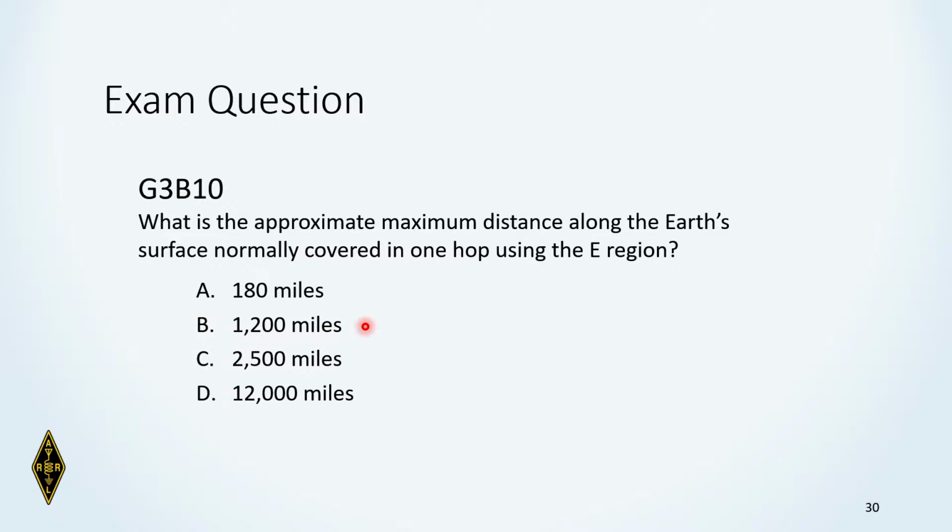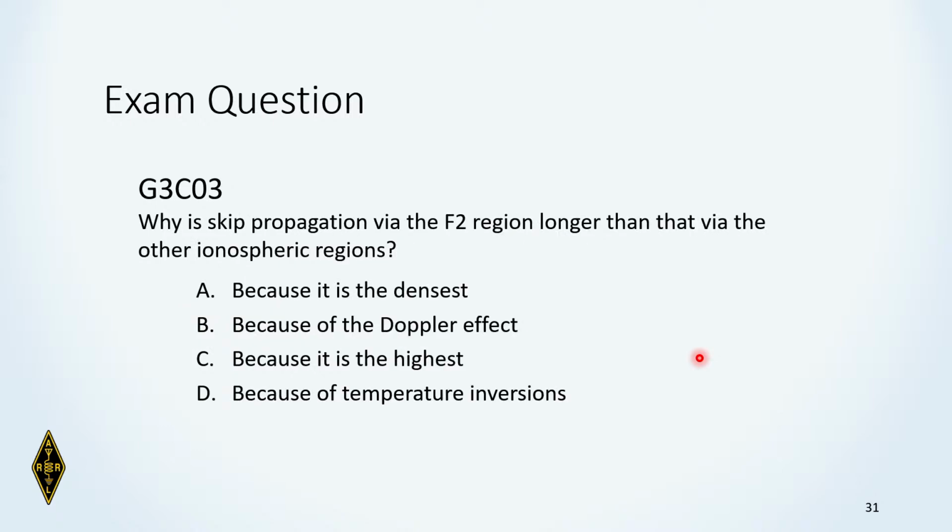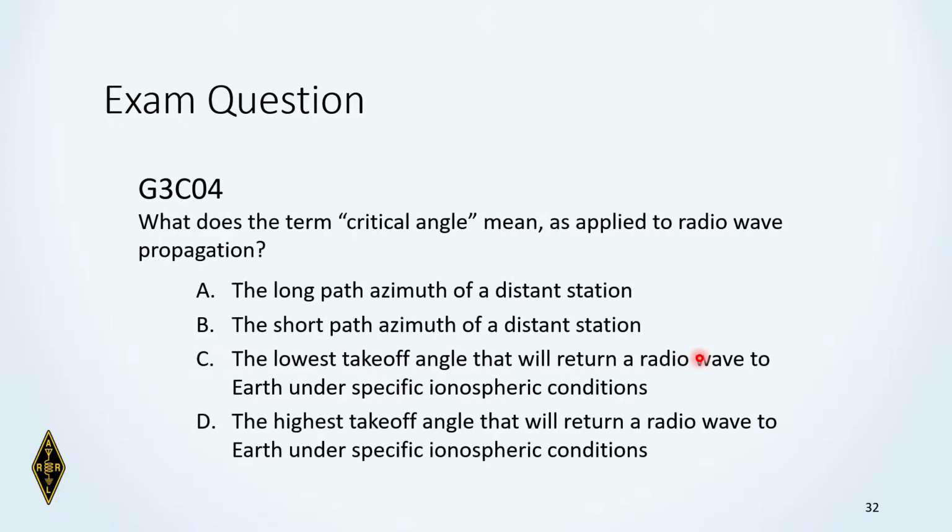And speaking of the E, that was the next question. All right, distance along the Earth's surface, one hop in the E region, Bravo, right? Yep, kind of gave that one away. Bravo. Bravo, correct. And then why is skip propagation via the F2 region longer than that of the other ionospheric regions? Charlie. It's the highest, yes, the pool table image.